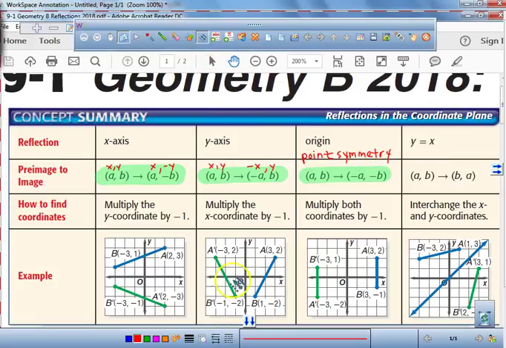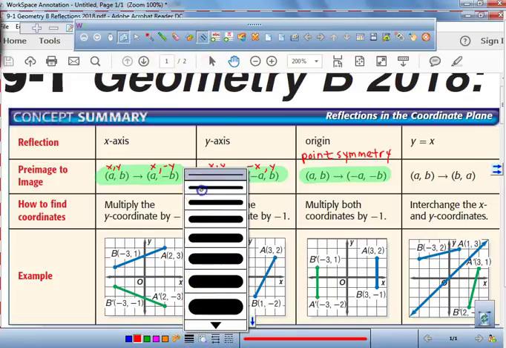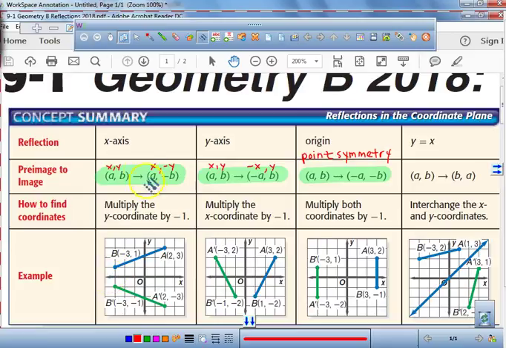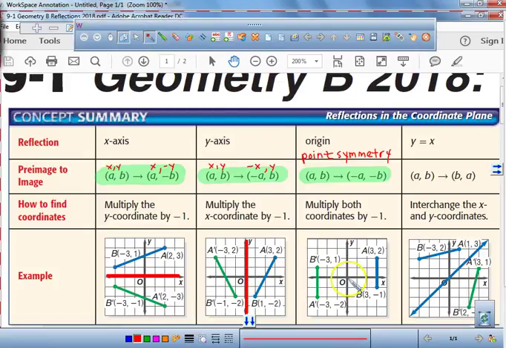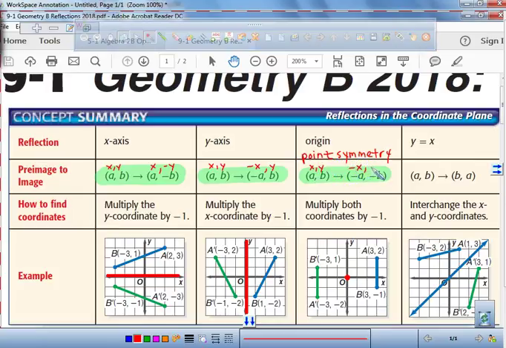So for example, when I say across the line, let's give you a quick little example here. Across the x-axis is across this axis. Across the y-axis is right there. Across the origin is not across a line, it's across a point. So what happens with your x and your y? You get a negative x and a negative y.